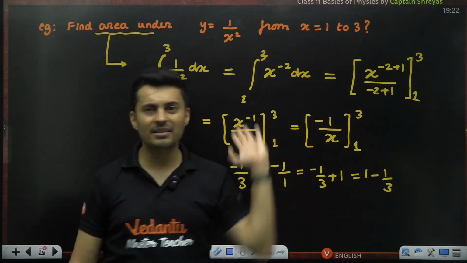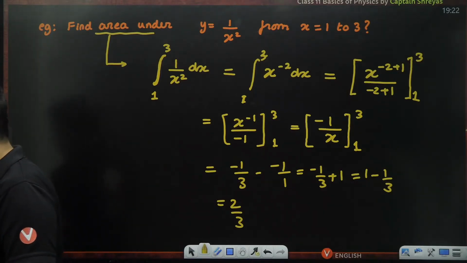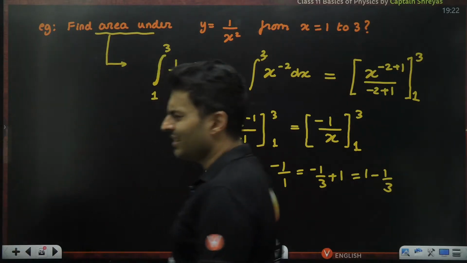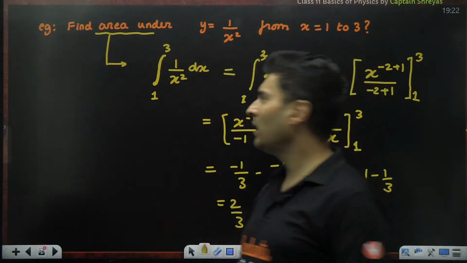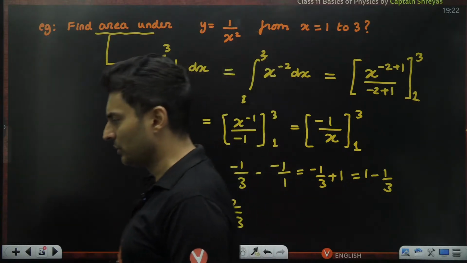So the answer for this area is 2 by 3 units. You can use square units after the integration. It is understood that it is square units only, or the unit of this into this, so it will be the square of both the units. It is understood.